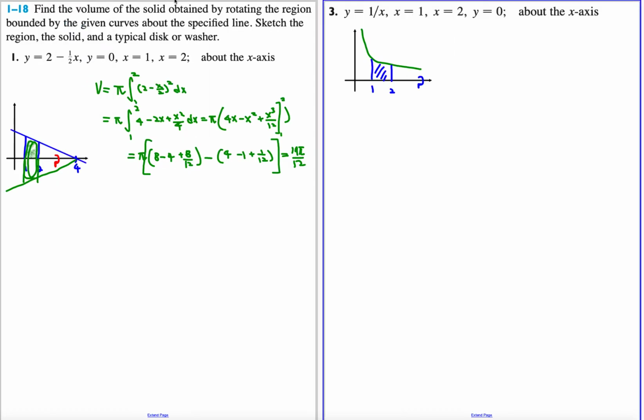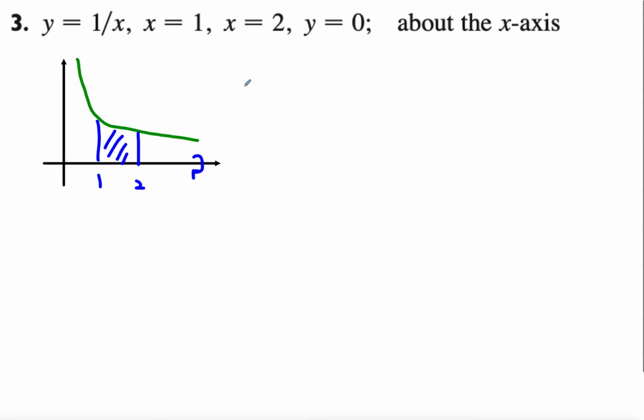So what we end up getting is volume equal to pi, and the boundary goes from 1 to 2. And then r is the y value in this case, that's the r, so 1 over x, and we square that, because we have to square that. And dx.